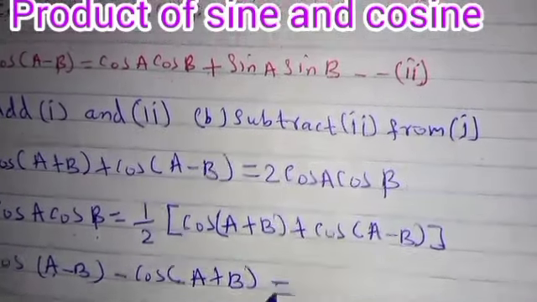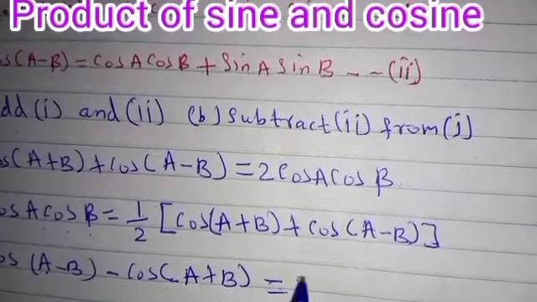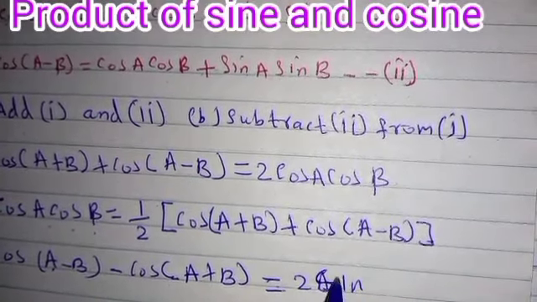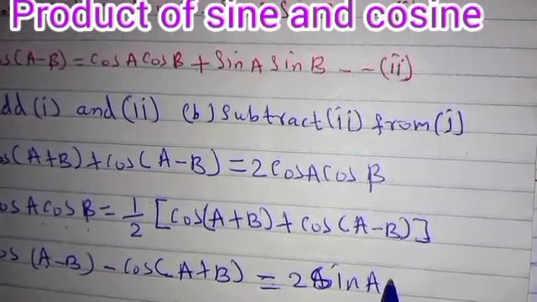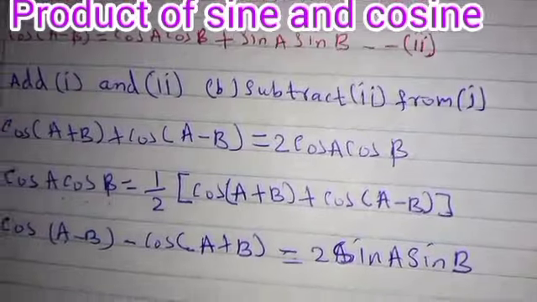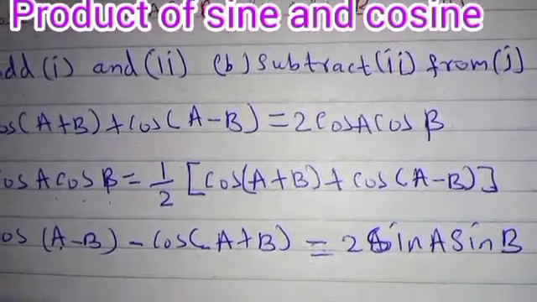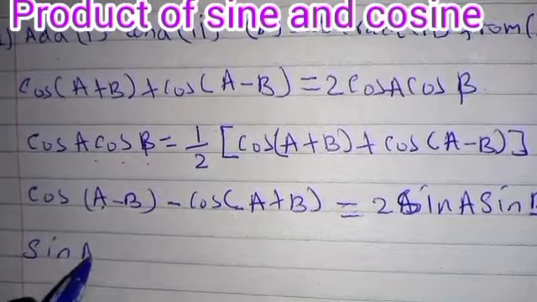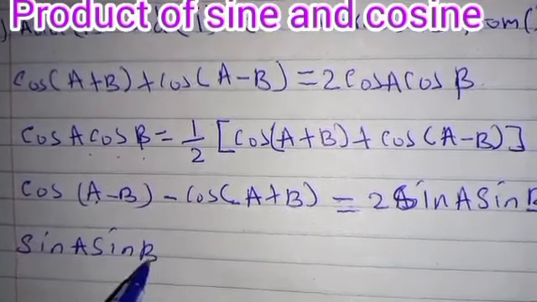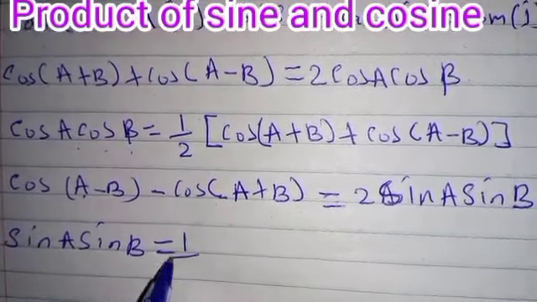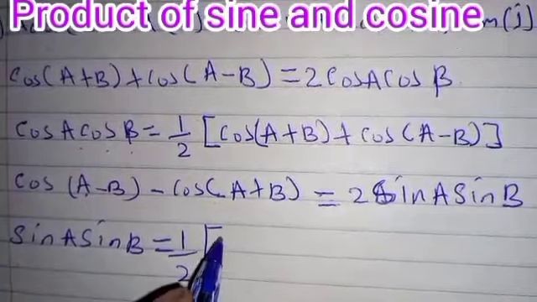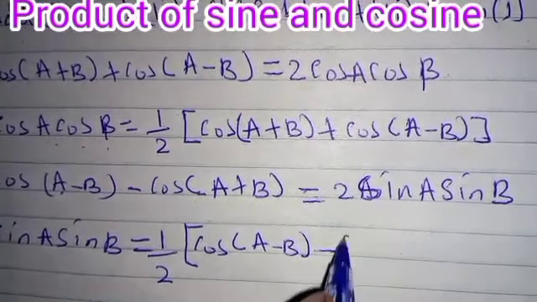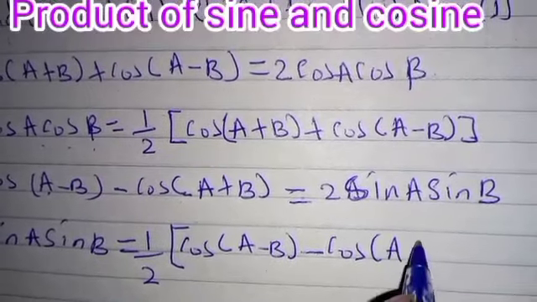So on the right hand side, we will obtain 2 sine A multiplied by sine B. Then after that, we divide both sides by 2 to obtain sine A multiplied by sine B is equal to half big bracket cos of (A minus B) minus cos of (A plus B).